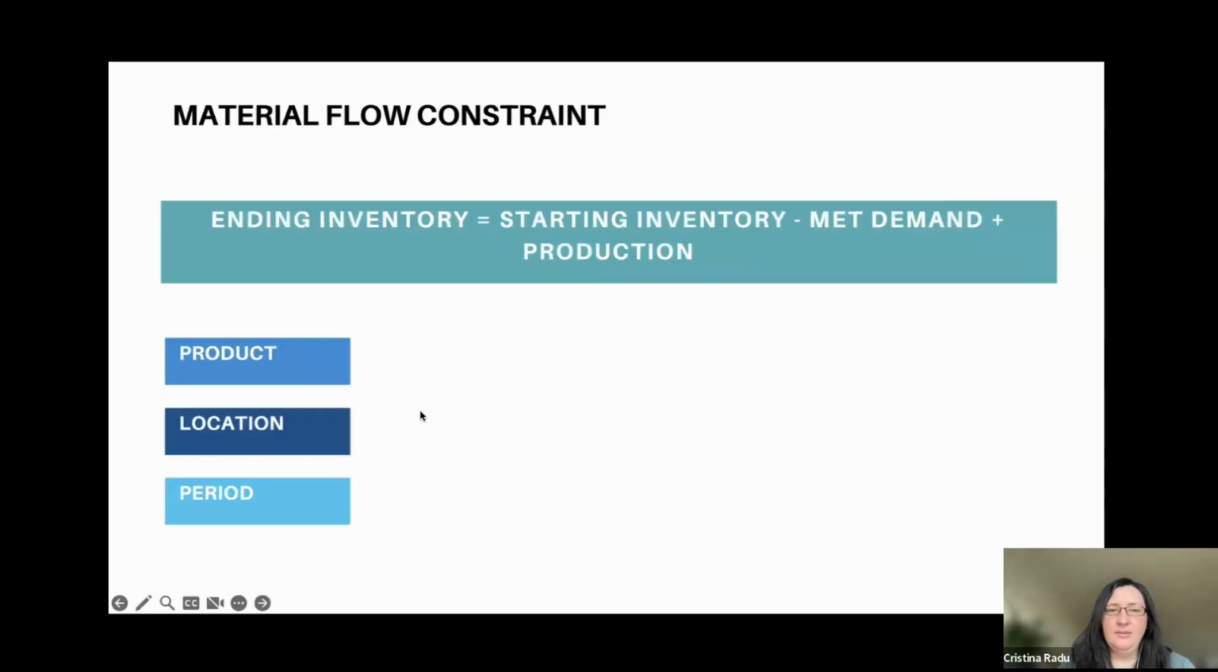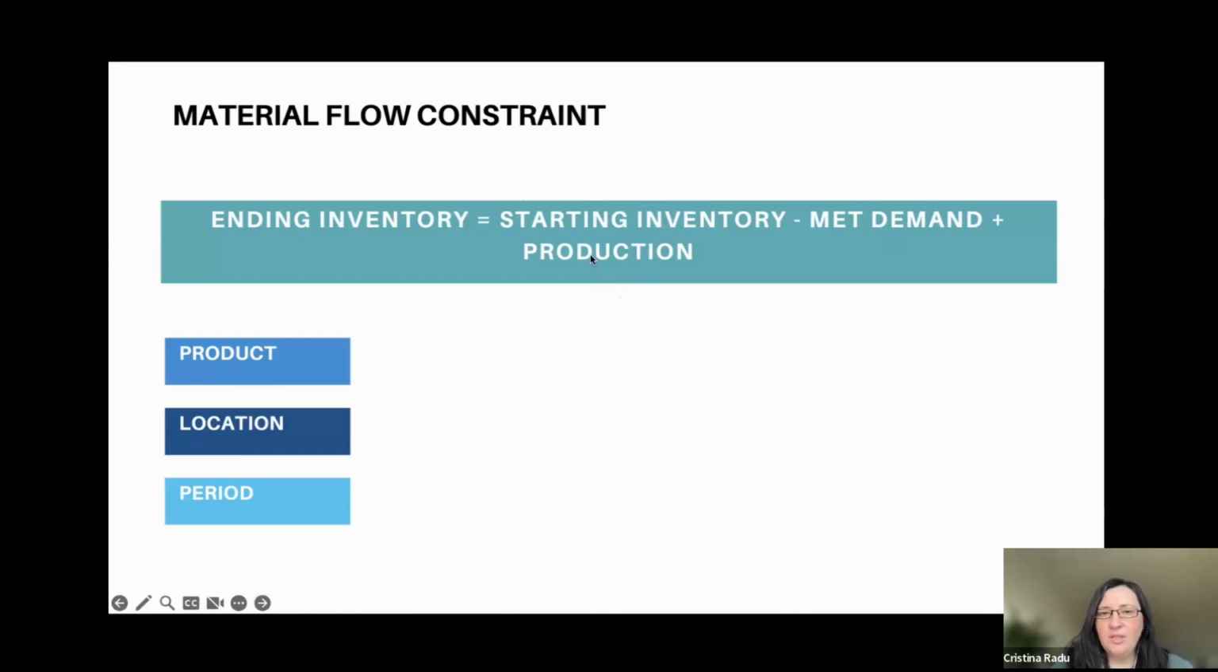Okay, and now we go to this core equation where we balance demand and supply, basically. And this is the equation of how do I calculate the ending inventory, because this is a very important concept for the planner. How is the ending inventory calculated? It's the starting inventory, what I have at the beginning of the bucket, and then I subtract the met demand, not the demand, because not all the demand is met. So only the met demand, and we add production.